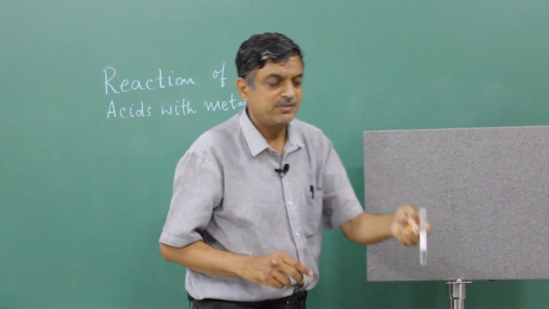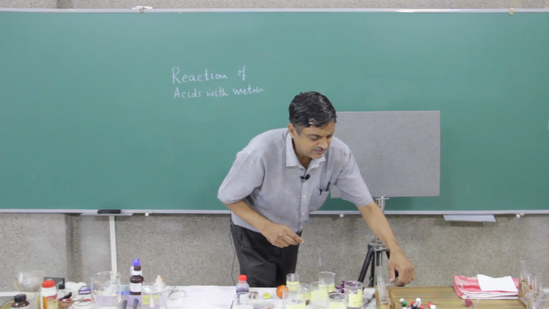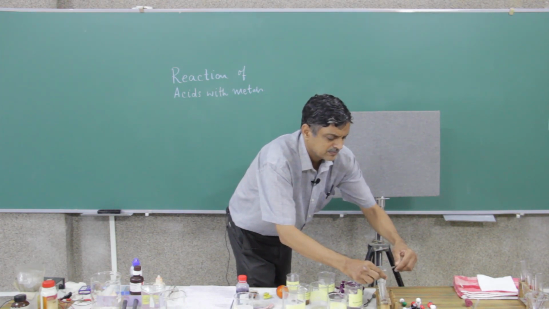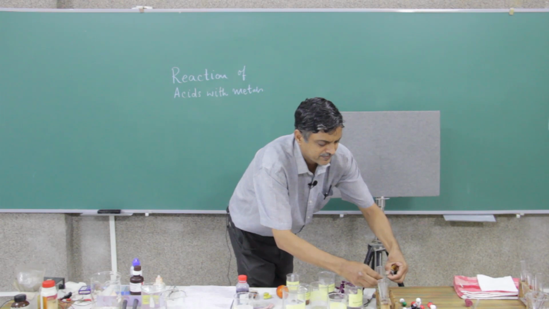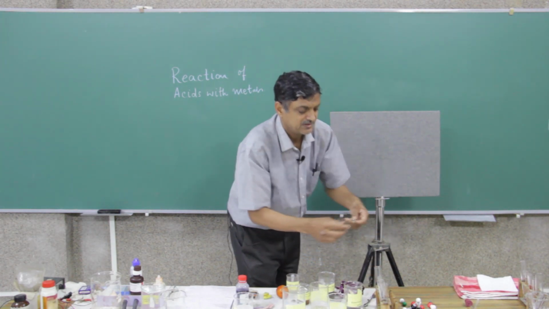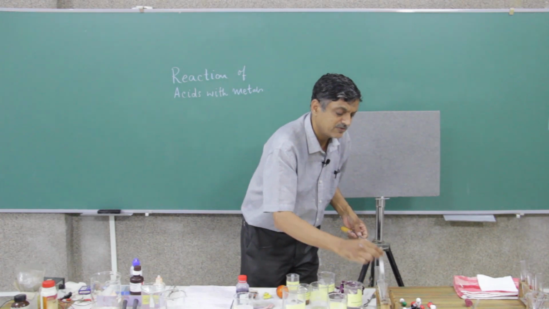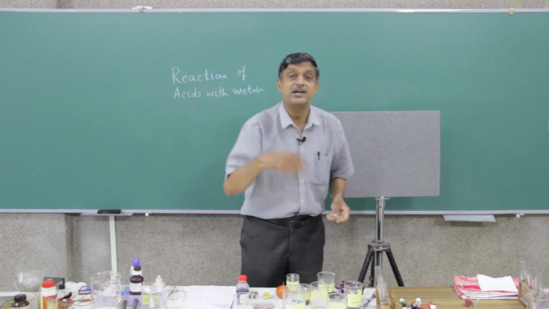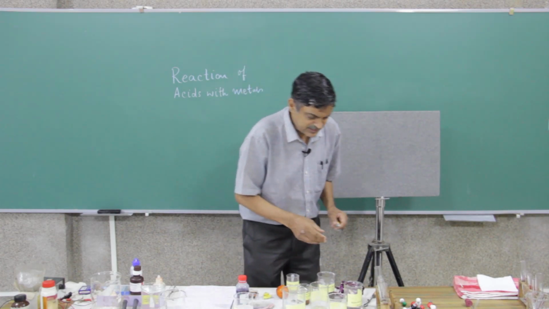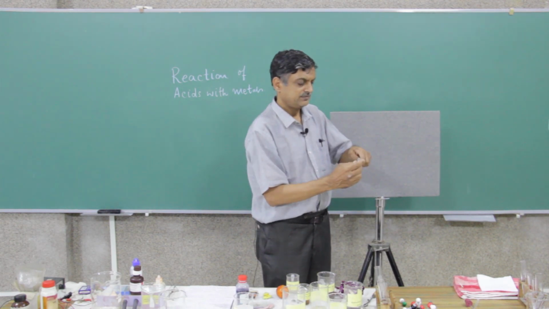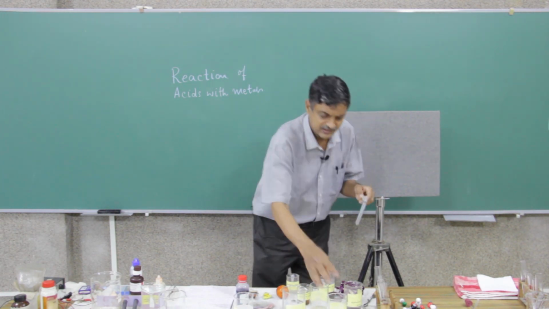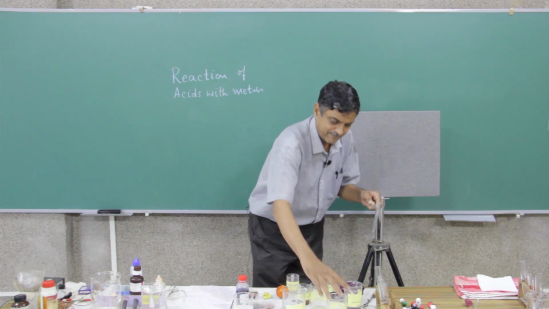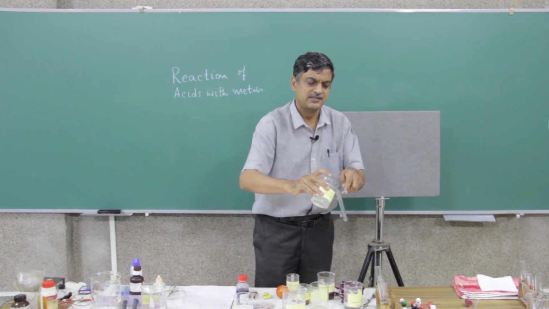Now, let me repeat this experiment with another acid that we have. This is an exothermic reaction. When I touch the test tube, it had become very, very hot. So, these reactions are also extremely exothermic, which means they liberate a lot of heat in the process. So, let me take another acid. This time I take acetic acid.